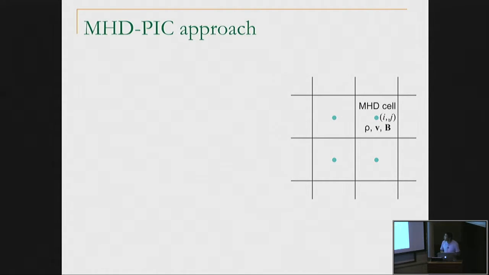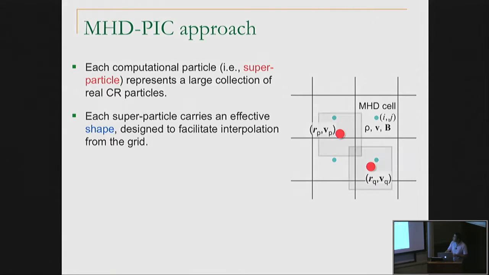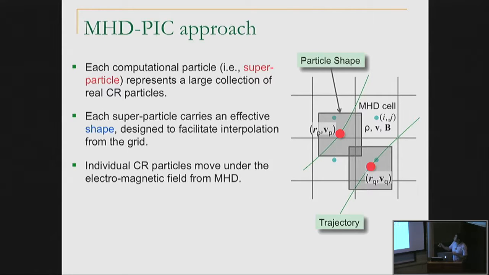So just to very briefly explain how this works, you have a grid-based MHD code where all the MHD quantities are defined in the cells, such as density, magnetic field, and velocities. And then you throw in some particles, and each computational particle represents a collection of real cosmic ray particles with the same properties. In reality, what they really represent is a cloud of particles, and this cloud carries some shape, which is designed to facilitate interpolations. And then you push the particles based on the electromagnetic field that you read from your MHD grid.